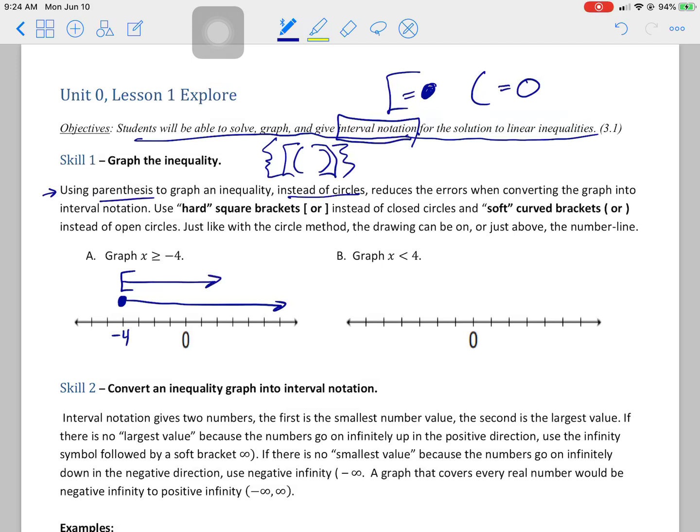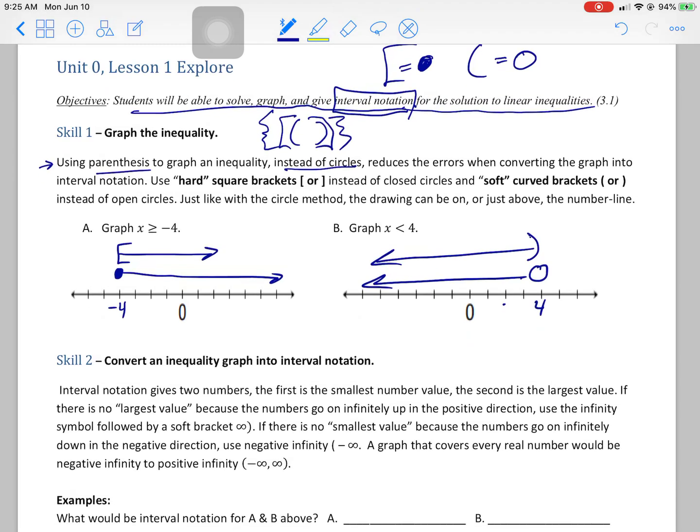Okay, so this one says that's a positive, let's see, 1, 2, 3, 4. That's a positive 4, and it says it's less than, so it would be an open circle and going this way. Well, now this is going to be a soft bracket going this way. That's all. We're just switching out the brackets.